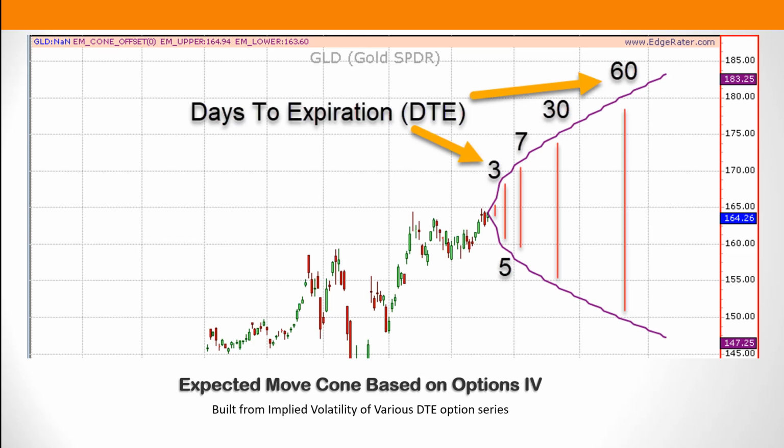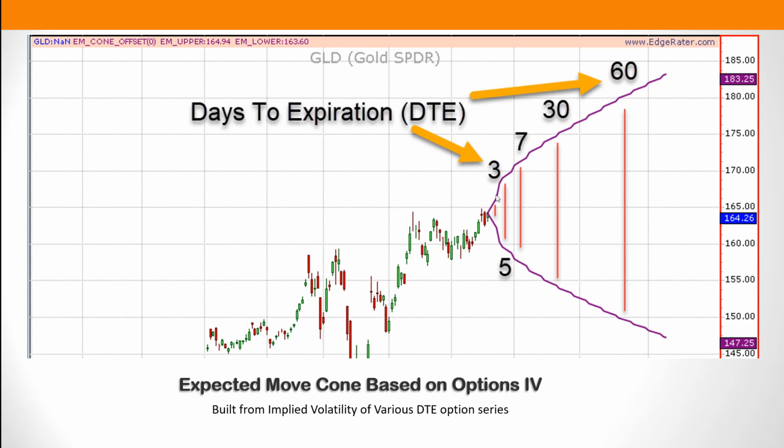For instance, here we're looking at a chart. This happens to be gold, and you can see that a cone has been drawn from the very last bar, and the cone gives an idea of what might happen, what the expected move might be on the upside, what the expected move might be on the downside. In this chart, it's just an indication of which option series, which days to expiration option series, have been used for the volatility number to calculate that particular price point.